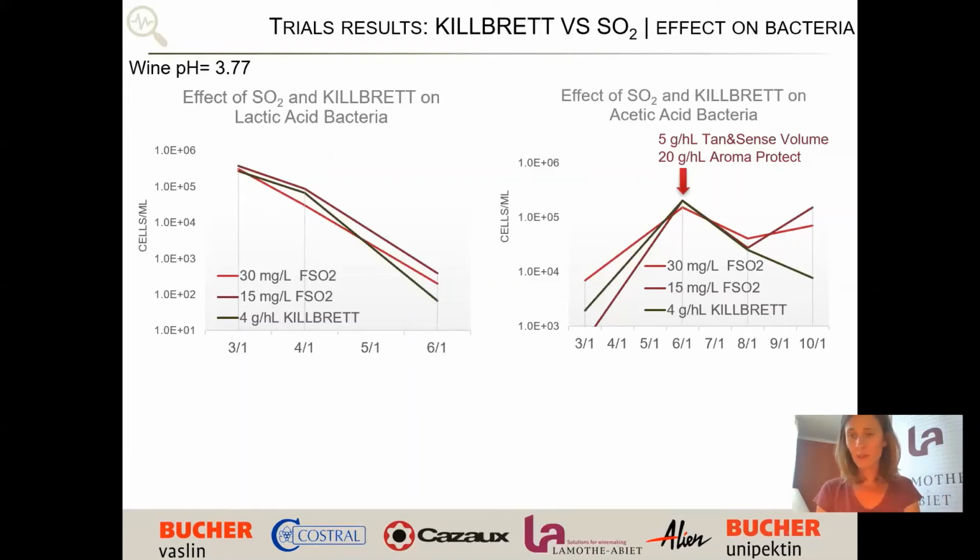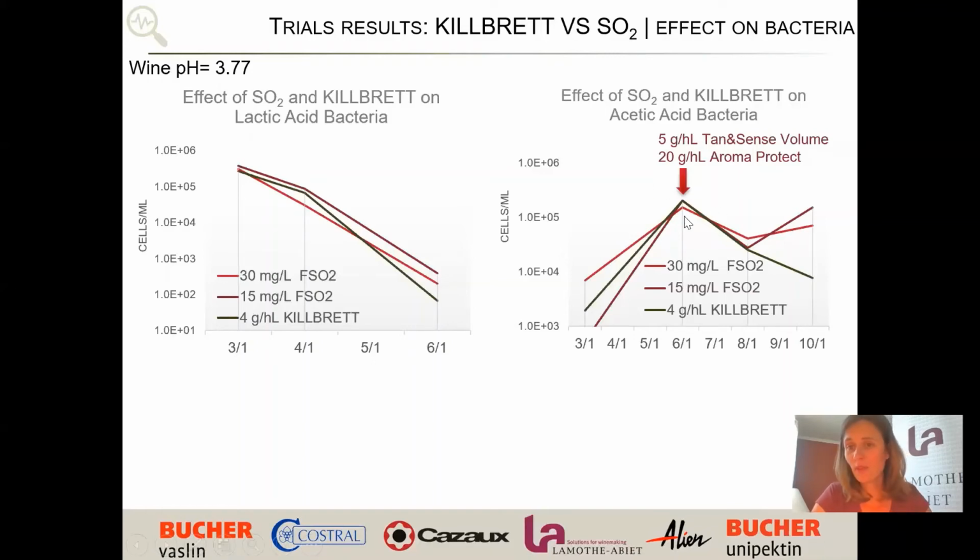The Tanessence Volume is going to catch the oxygen radicals. Aroma Protect lowers the redox potential. And like this, you can see that we completely managed to reduce it, it was immediate, we reduced the population right away by basically removing the dissolved oxygen and reducing the redox potential, making the bacteria uncomfortable.